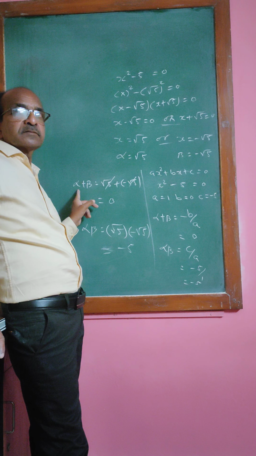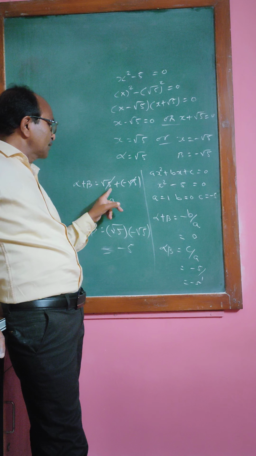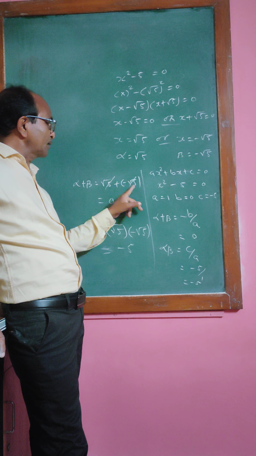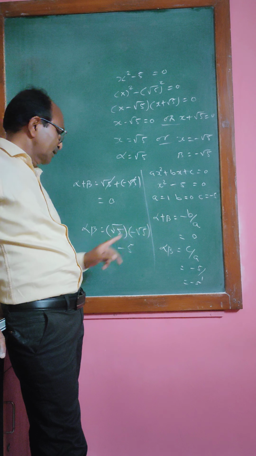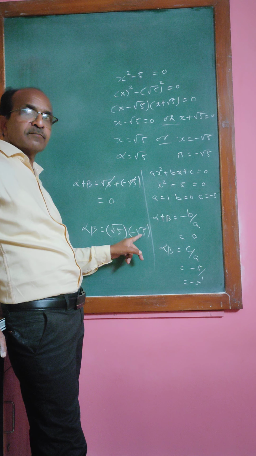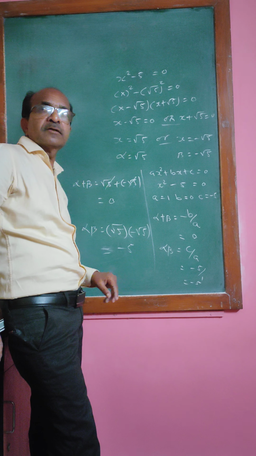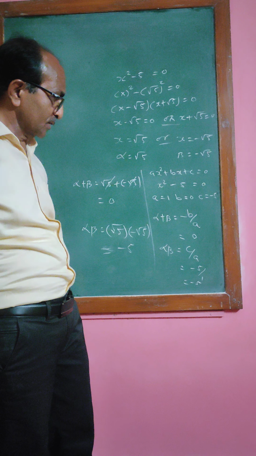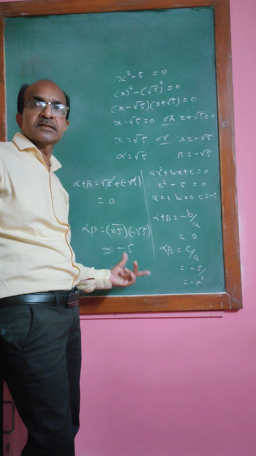Similarly here, as per our calculation, alpha plus beta is root 5 plus minus root 5. Root 5 is cancelled, giving 0. Both are verified. Then alpha beta, the product of two roots, root 5 times minus root 5 is minus 5. Here alpha beta is equal to, according to the given formula, c upon a. c is equal to minus 5 and a is equal to 1, so minus 5. Both are equal. Hence the relation is verified.